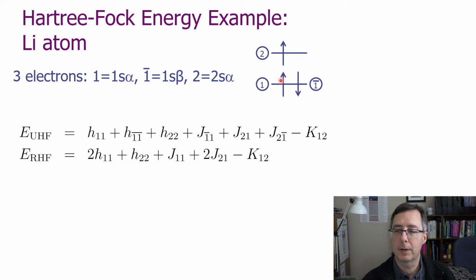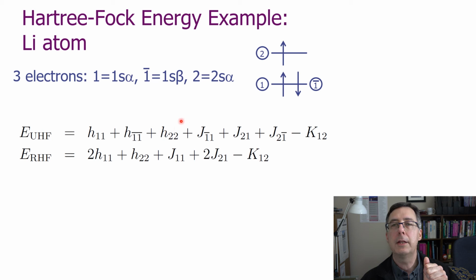But let me use these rules I had a minute ago. Each electron contributes an H term. So here's one electron, he contributes an H term, H11. Here's an electron, he contributes an H term, H1 bar 1 bar. They may not be the same if I have unrestricted orbitals. This guy contributes an H, H22.